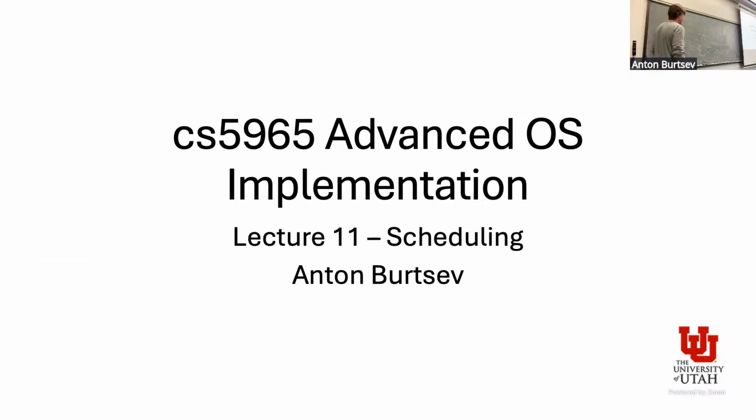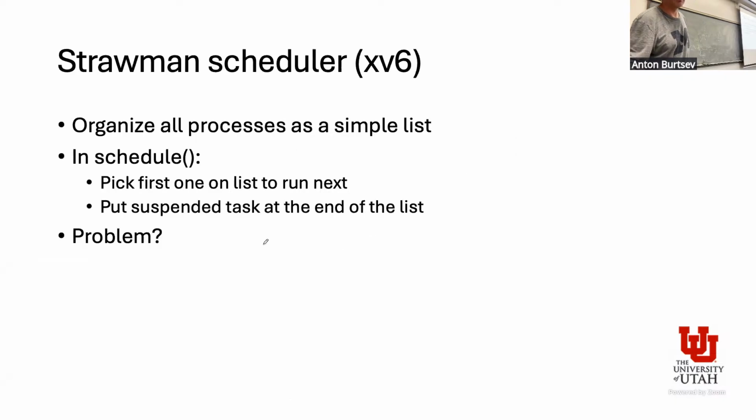We need to do something else. So what do we do? How do we improve on this? This is really like this Stroman scheduler in xv6. We just organize the processes in a simple list. In xv6, it's an array, and we pick the first one from the list and run it. Then a timer interrupt comes. We pick the next one and put the suspended task at the end of the list. Means that we will come back to the task only when we cycle through the entire list, right?